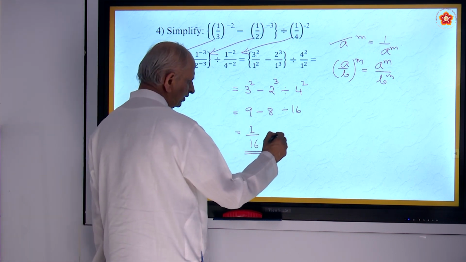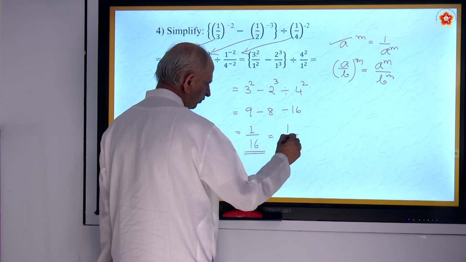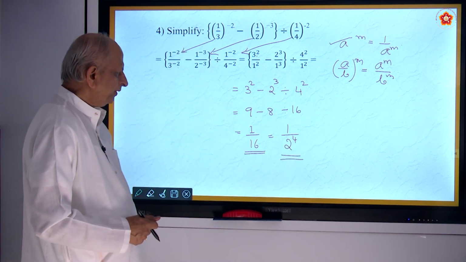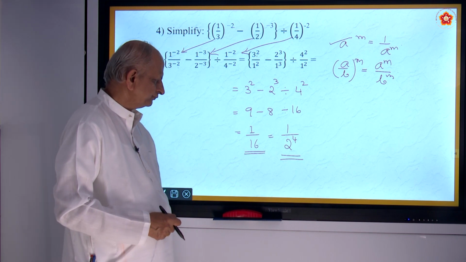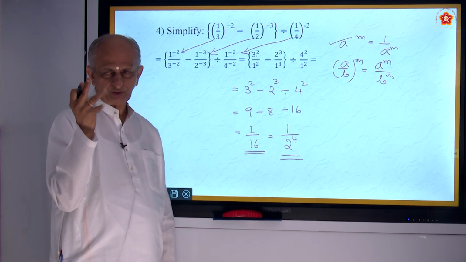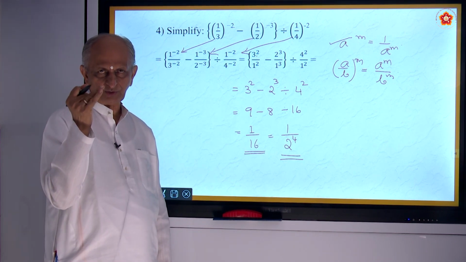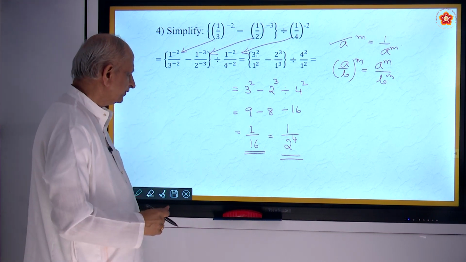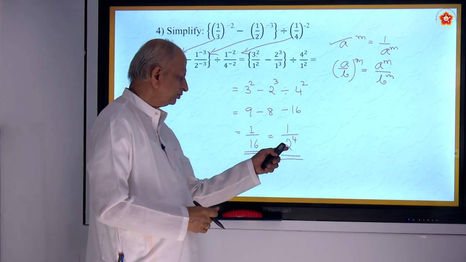Or if you want to write in powers, 2 to the power of 4. Correct? 2, 4 times. 1, 2, 3, 4. 2 into 2 is 4. 4 into 2 is 8. 8 into 2 is 16. So, 16 is nothing but 2 to the power of 4.